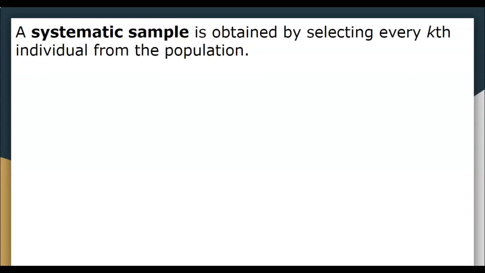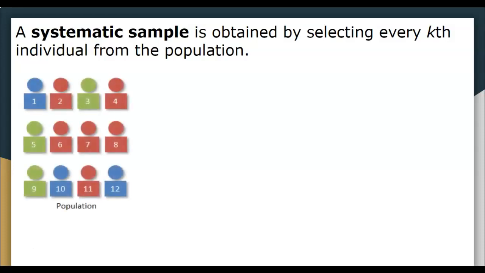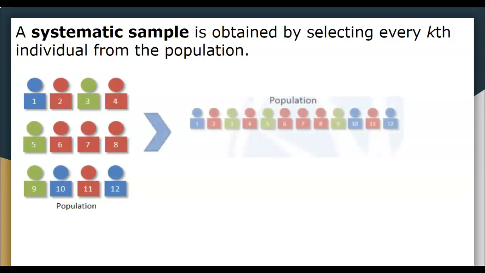Okay, next is systematic sampling, and systematic sampling is obtained by selecting every kth individual from the population. In other words, putting your population in line and then choosing every so often. So if I have this population, I'm going to put them in line, and then I'm going to start choosing every so often. For example, if I want to choose 4, I would need to choose every third because 12 divided by 4 is 3.